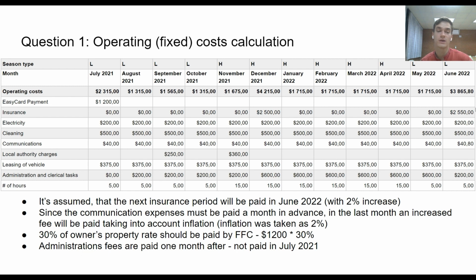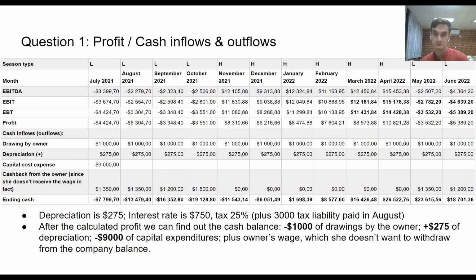Thirdly, 30% of the owner's property rate should be paid by the company. That means 1,200 multiplied by 30% in November 2021, as you can see in local authority charges. And last but not least, the administration fees are paid one month later. That's why in July 2021, we consider the cost on this part to be zero.